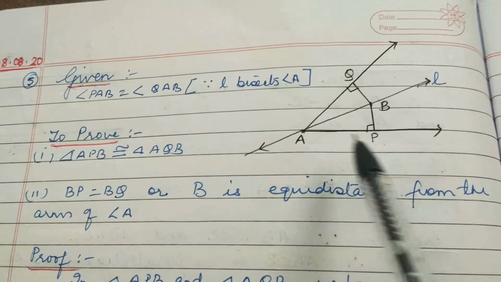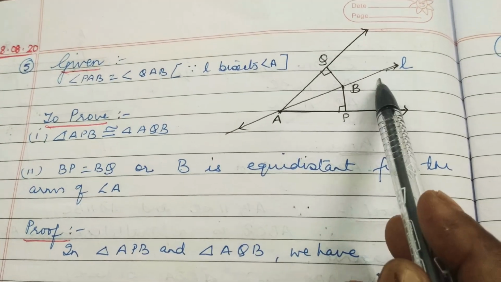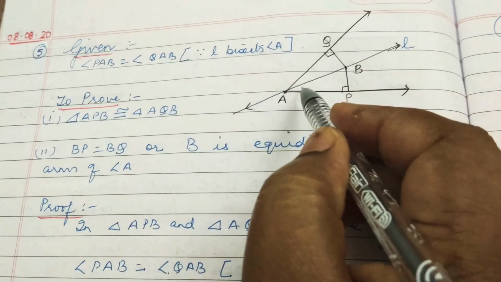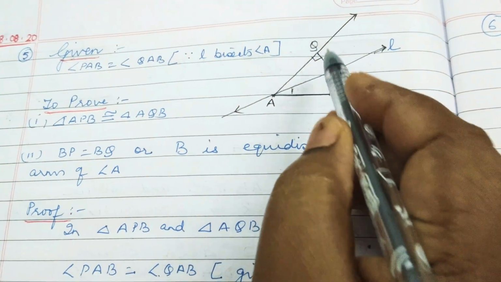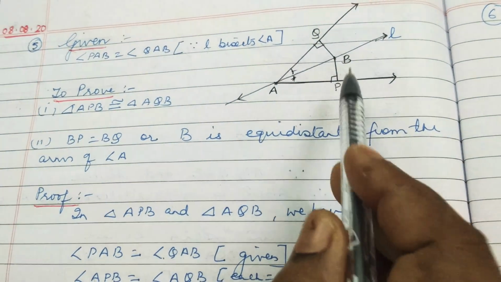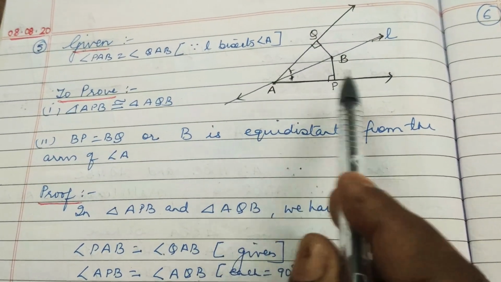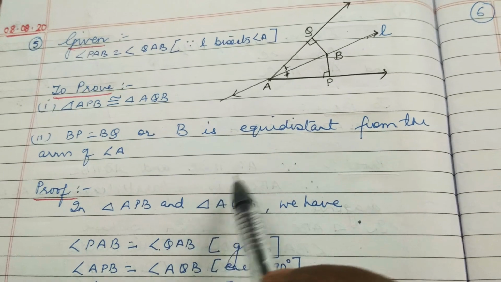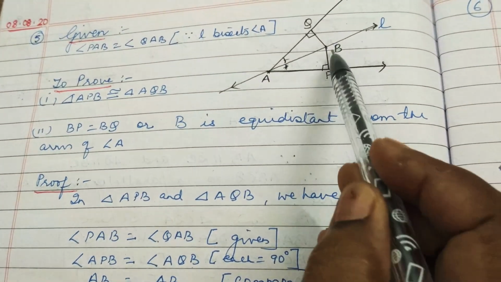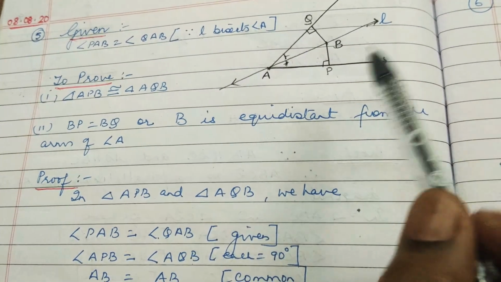Now since L is the bisector of angle A, therefore angle PAB, that is this angle, is equal to angle QAB. So these two angles are equal. This is the given part. We have to prove that as I have just told you. So let us prove it. So we will take these two triangles, triangle APB and triangle AQB.